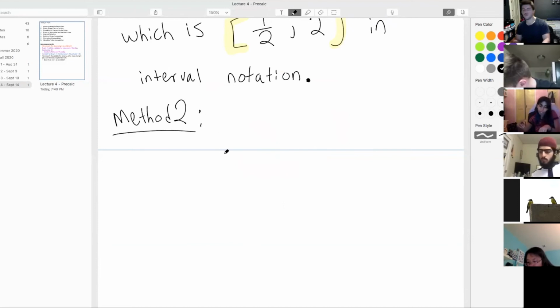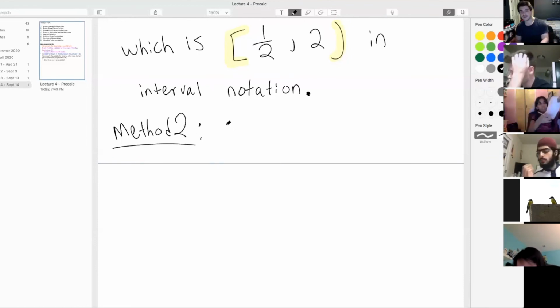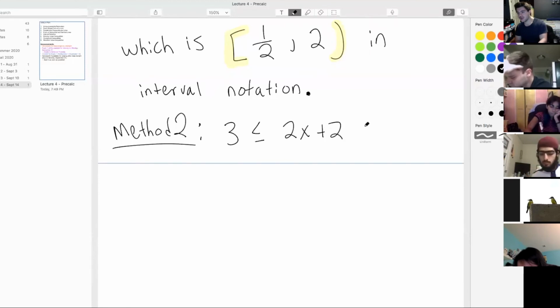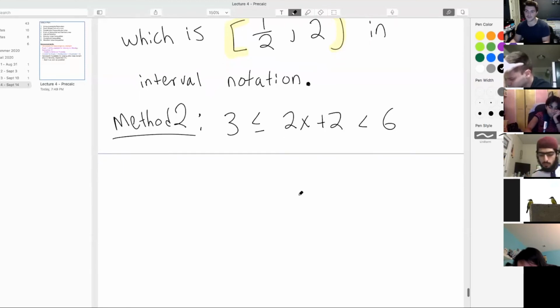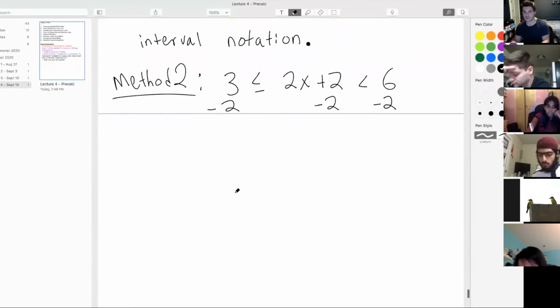So method 2 was just to perform all of your algebraic manipulations to all 3 sides simultaneously. So this will be 3 is less than or equal to 2x plus 2 is less than 6. Okay, and the goal is to get an x in the middle. All right, so if I want to get an x in the middle, I should subtract 2 from all 3 sides. Okay, so let me do that.